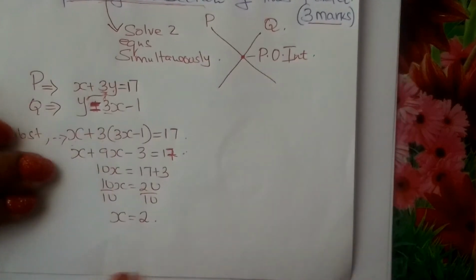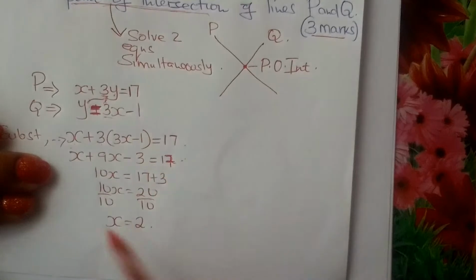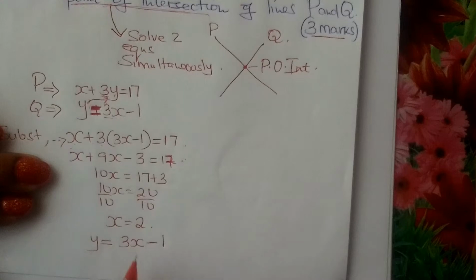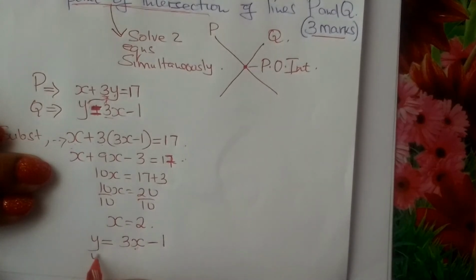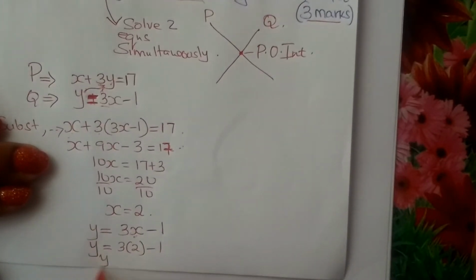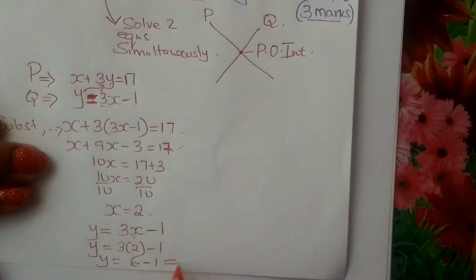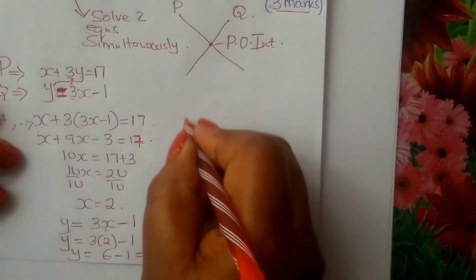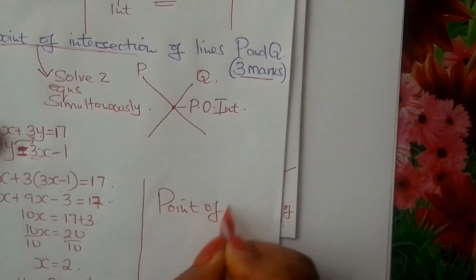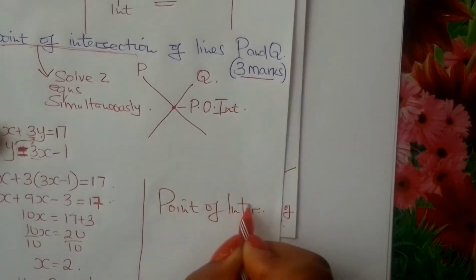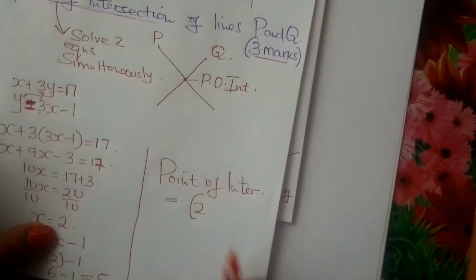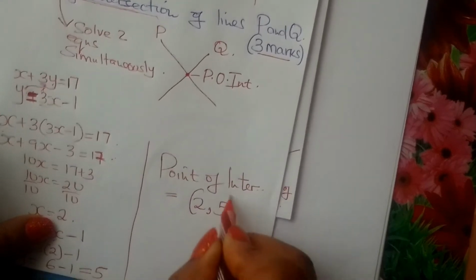So what is your y? You come to either the first or the second equation. You can pick the second one. Y was equal to 3x minus 1. Come and fix your 2 here. So y equals 3 times 2 minus 1. So y equals 6 minus 1, which is 5. And therefore, learner, what is the point of intersection? The point of intersection, learner, is (2, 5). Our x was 2 and our y is 5.